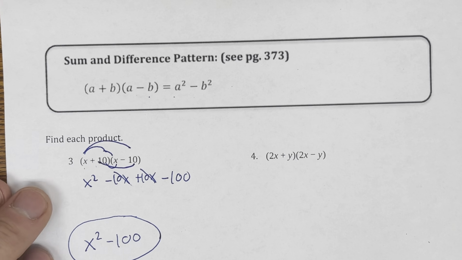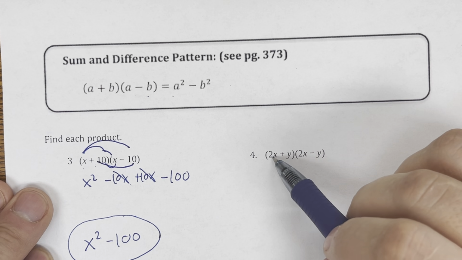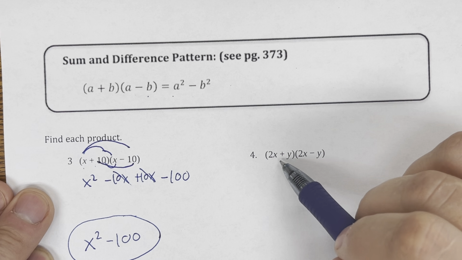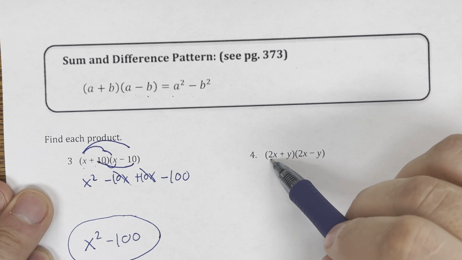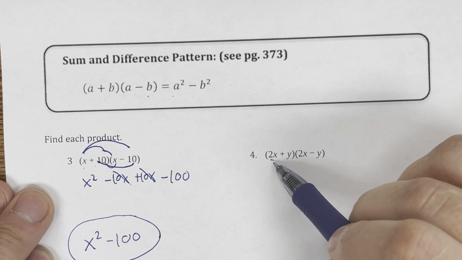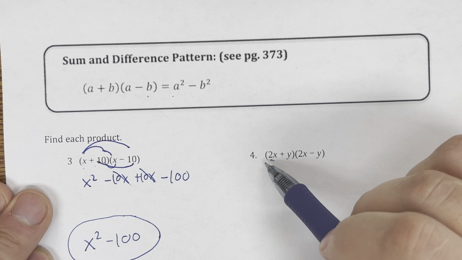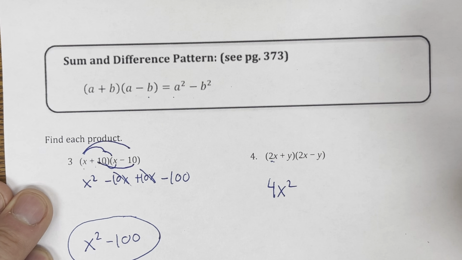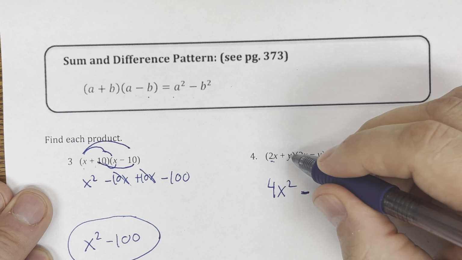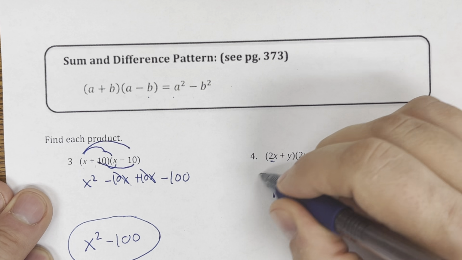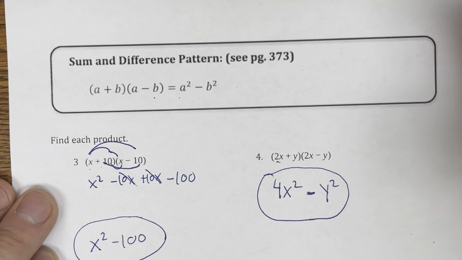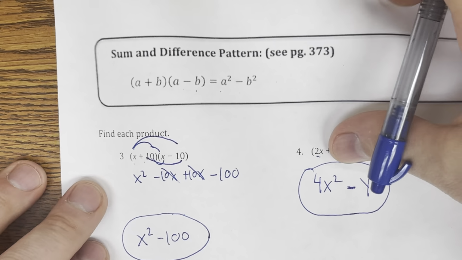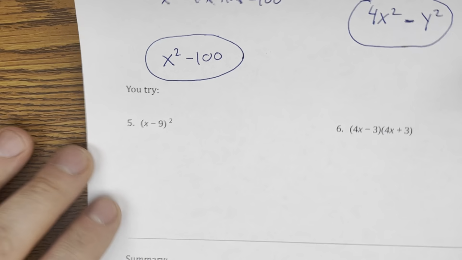Okay? So again, same pattern, 2x plus y, 2x minus y. So I can square the first term. Keep in mind, 2x squared is not 2x squared. 2x squared is 4x squared. Minus the last term squared, which is y squared. We got it. A couple of tries, hit pause, and we'll check our answers.